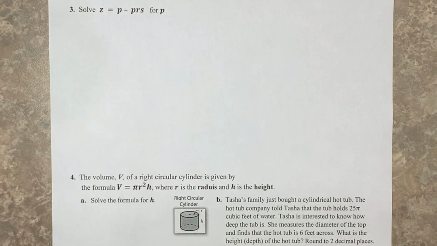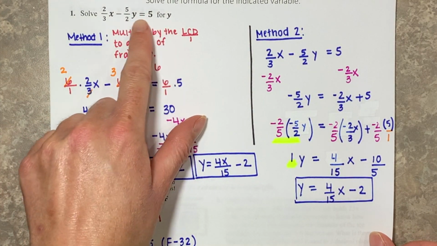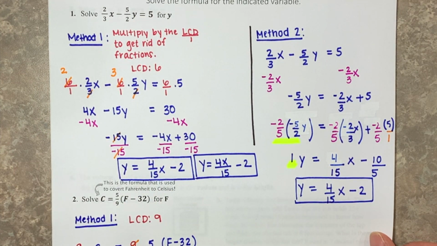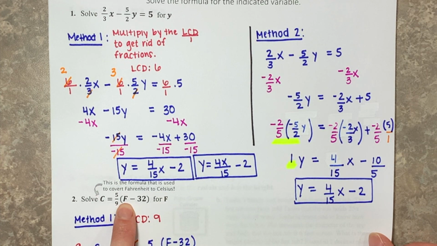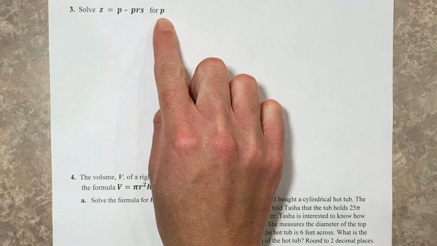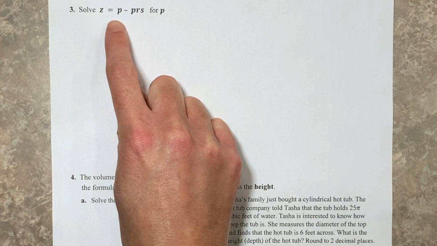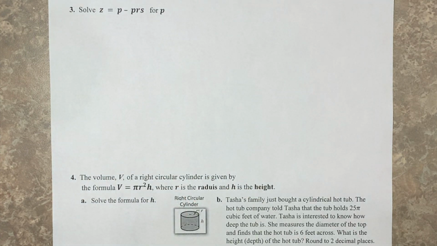Let's compare this problem to the previous problems. In this problem here, we were trying to solve for y. Notice in the original problem, y appears only in one term. In this problem here, we were trying to solve for f. Notice that f appeared in only one term. It didn't appear more than once in the problem. In this problem, we're trying to solve for p, but notice that p appears in two different terms. If the variable you're trying to solve for appears in more than one term in your original problem, you're going to have to factor out that variable.